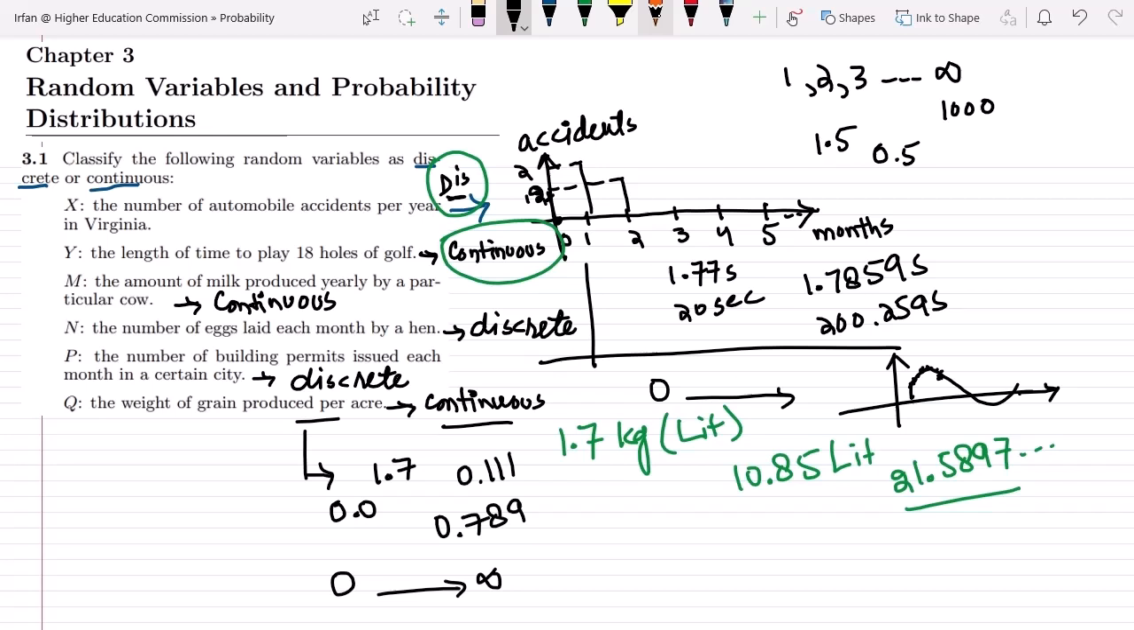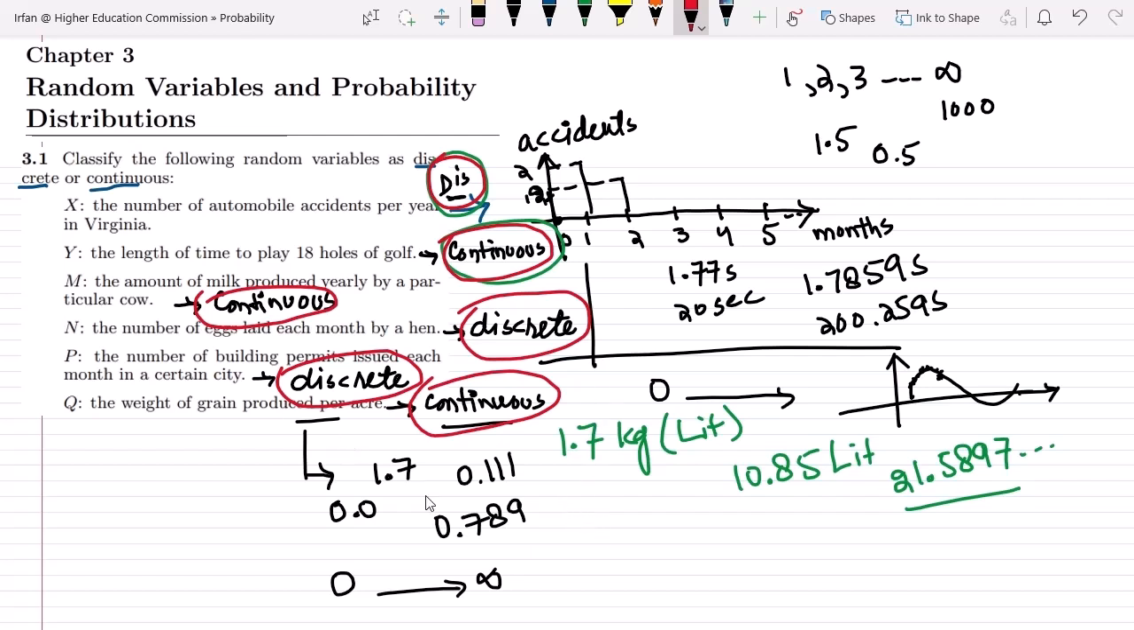So you have seen here the answers. This is the answer of the first, this is the second one, this is for M, this is for N, this is for P, okay, and this is for the Q1, okay.